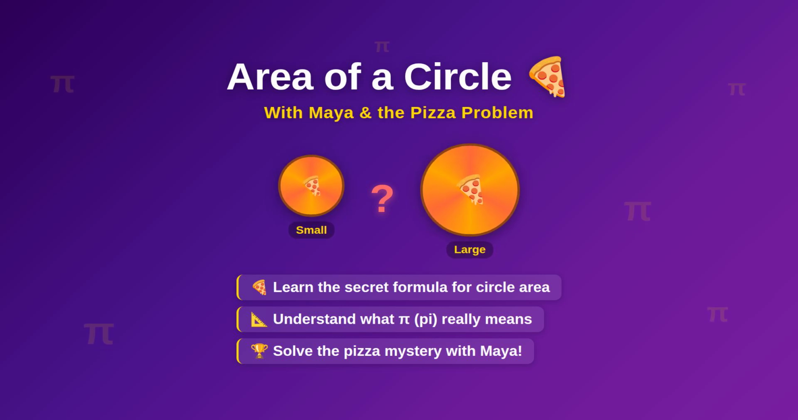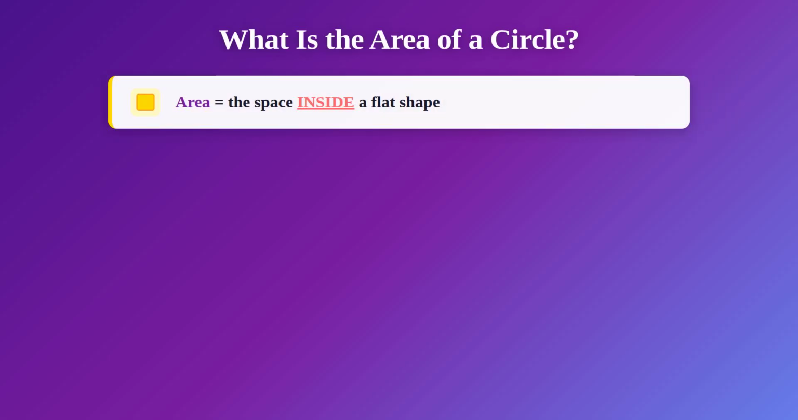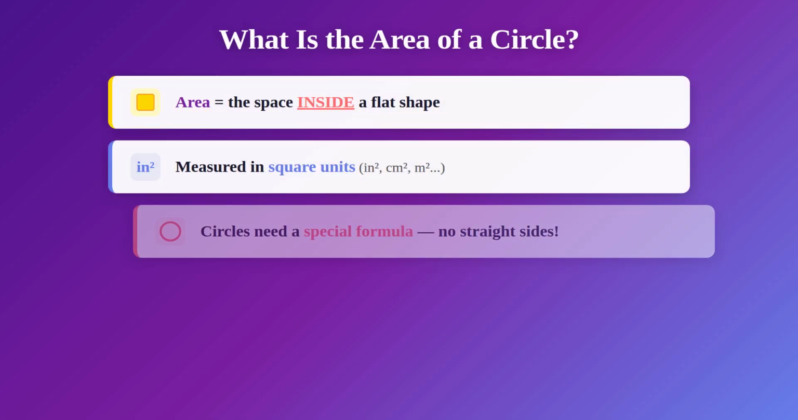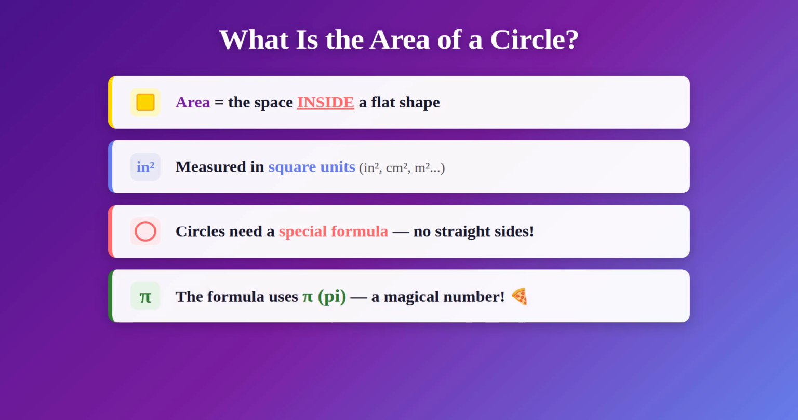Let's go. So, what exactly is area? Area is the amount of space inside a flat shape. We measure it in square units, like square inches or square centimeters. For squares and rectangles, we just multiply length times width. But circles are curved. There are no straight sides to multiply. That's why circles have their very own special formula. And the secret ingredient is a magical number called pi, written as the Greek letter pi.